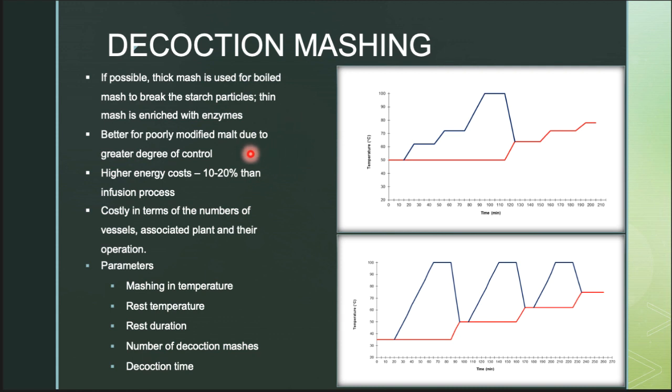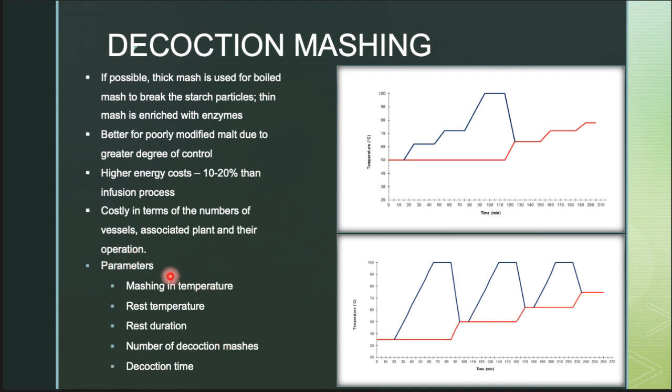Due to great flexibility and versatility, the extraction and yield are best with decoction mashing. However, the better yield is offset by the high energy cost for the transfer of mash and heating till boiling. Decoction is also less preferred due to the high capital cost for a greater number of vessels and also due to the high operating cost to operate those vessels and their associated parts.